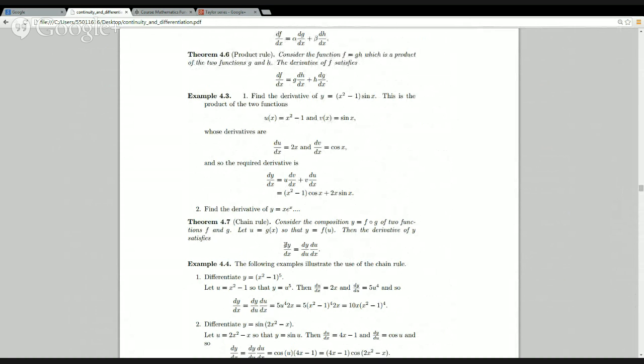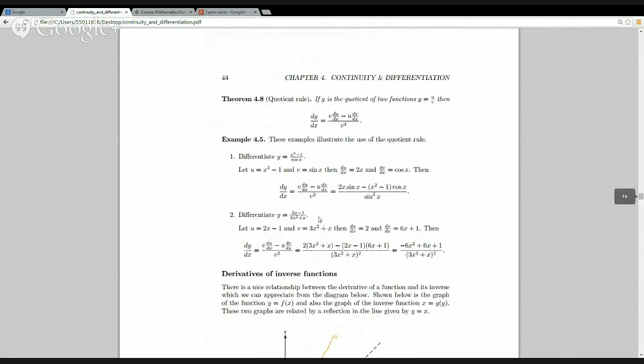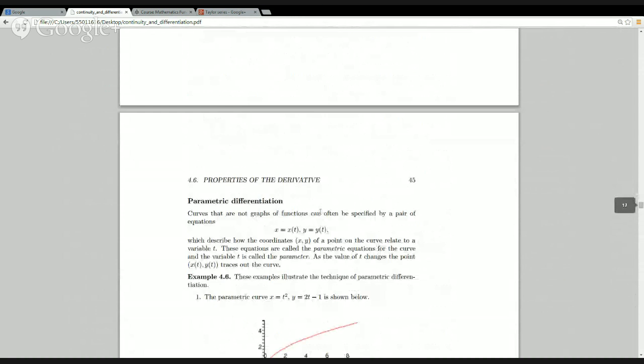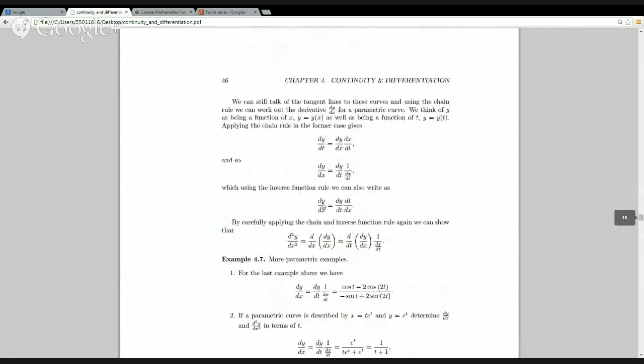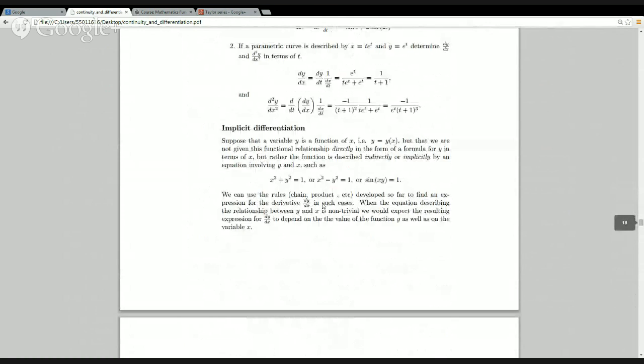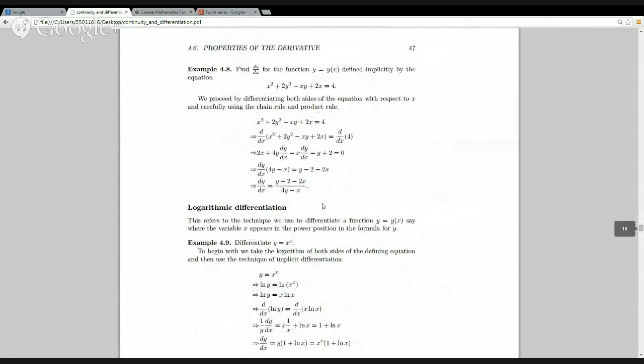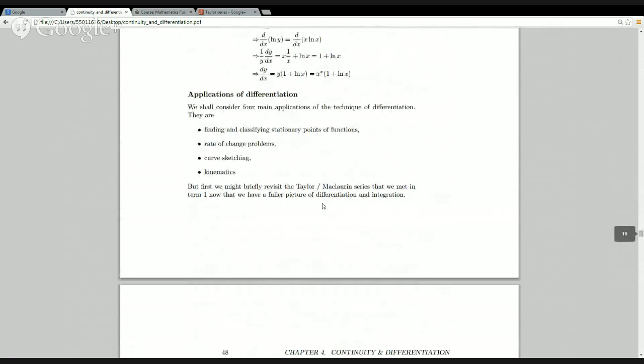And we worked also with some other properties of differentiation, inverse functions, parametric differentiation, and so on. And I left you to read through sections on implicit differentiation and logarithmic differentiation. So what's left to do in the chapter is to look at some application areas for differentiation. And I've got 4 of them outlined here.